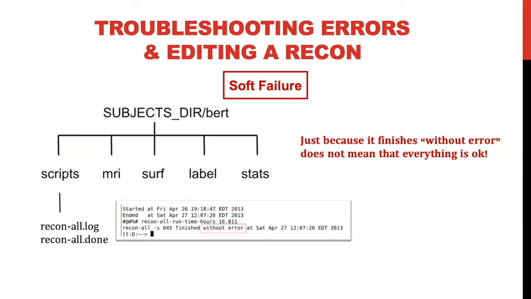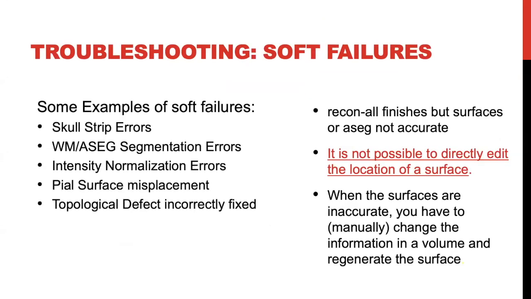All right, so now moving on to soft failures. As I described, soft failures are a bit tricky because if you open up your reconall.log, you will see that reconall has completed without errors, but that doesn't mean that your data is perfect. I'm going to go through some of the errors that you will find that are soft failures. To the left, you can see that we have some skull stripping errors, white matter or automatic segmentation errors, some intensity normalization errors, pial surface errors, and topological defects. I'll explain what those are.